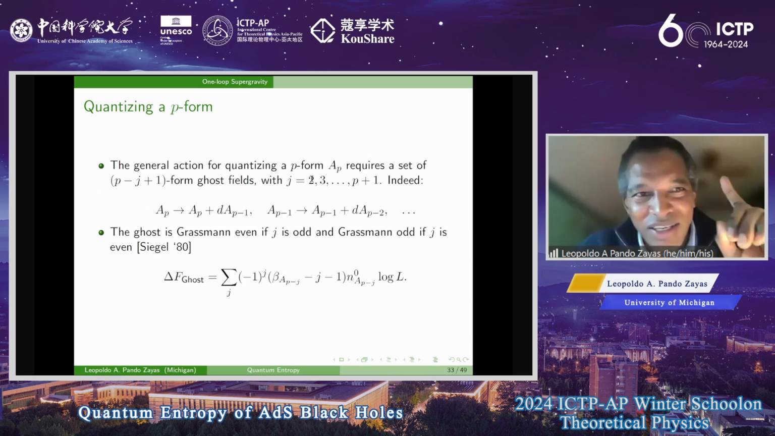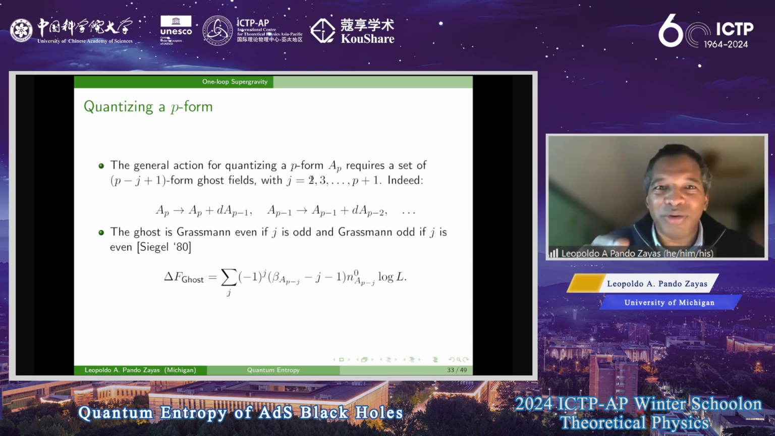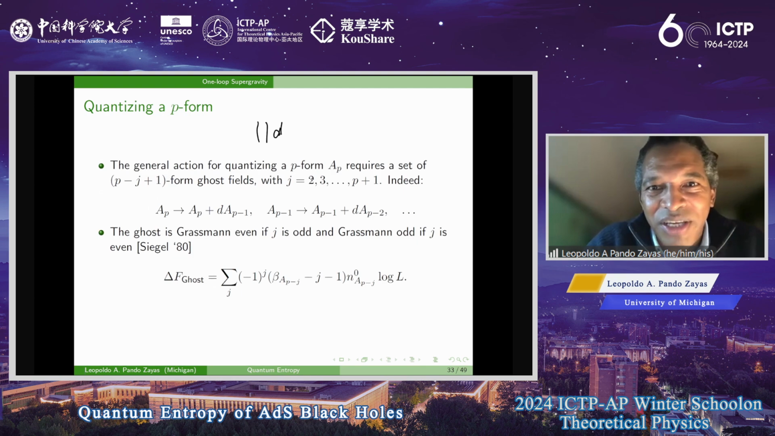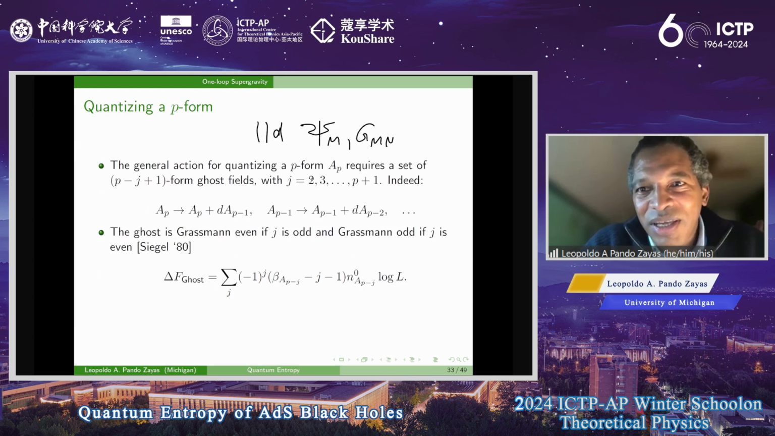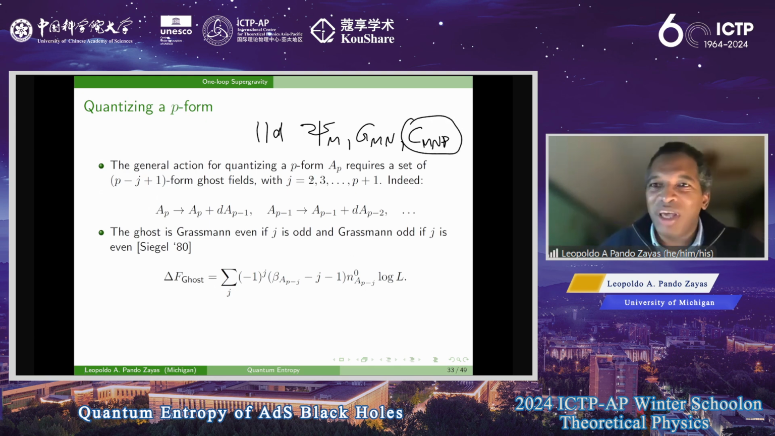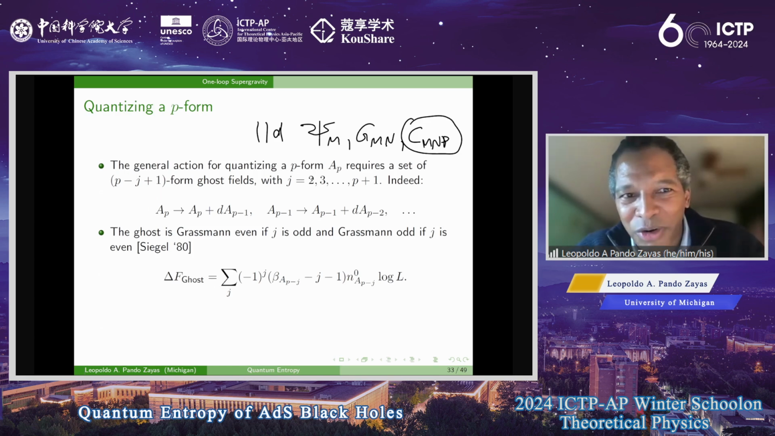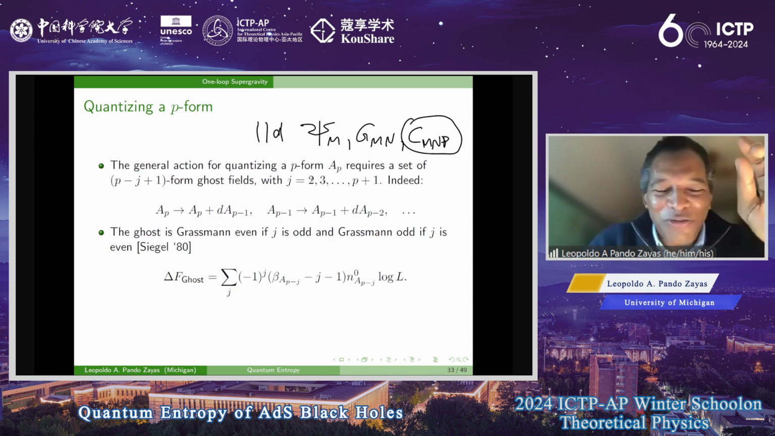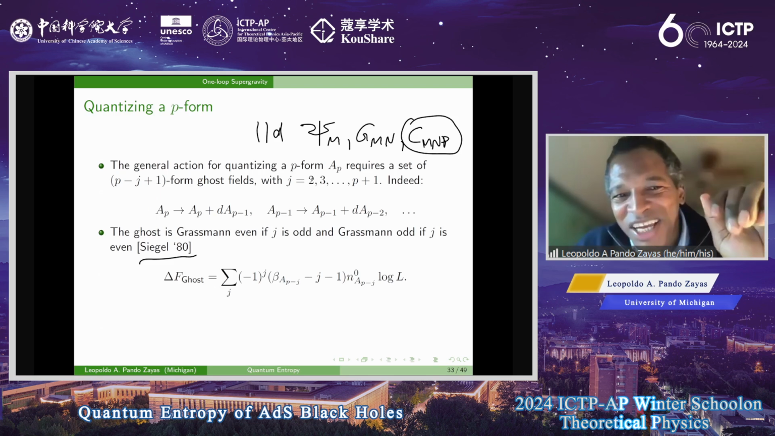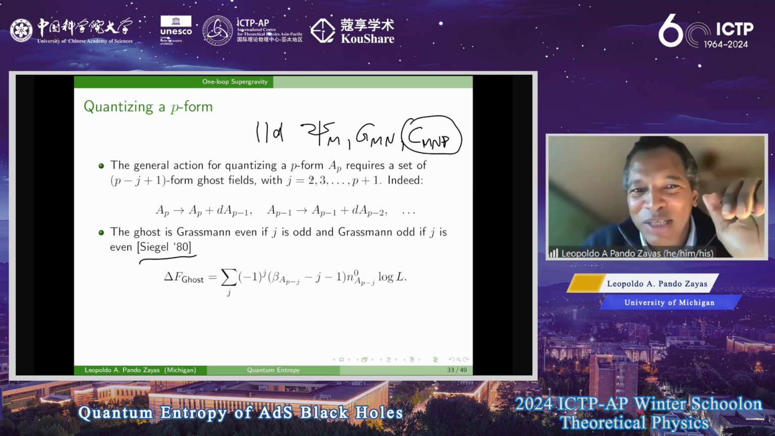Now, let me remind you, in 11-dimensional supergravity, we have the gravitino, we have the graviton, and then we have a three form. So I want to say a few facts about quantizing that three form. In general, if I want to quantize a P form, there's a beautiful paper by Siegel in the 80s called Ghosts of Ghosts. Let me explain what that means.